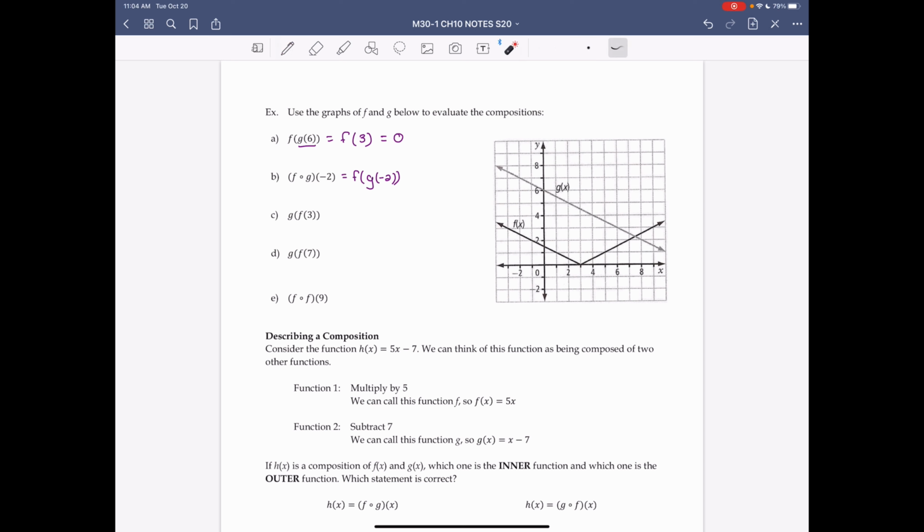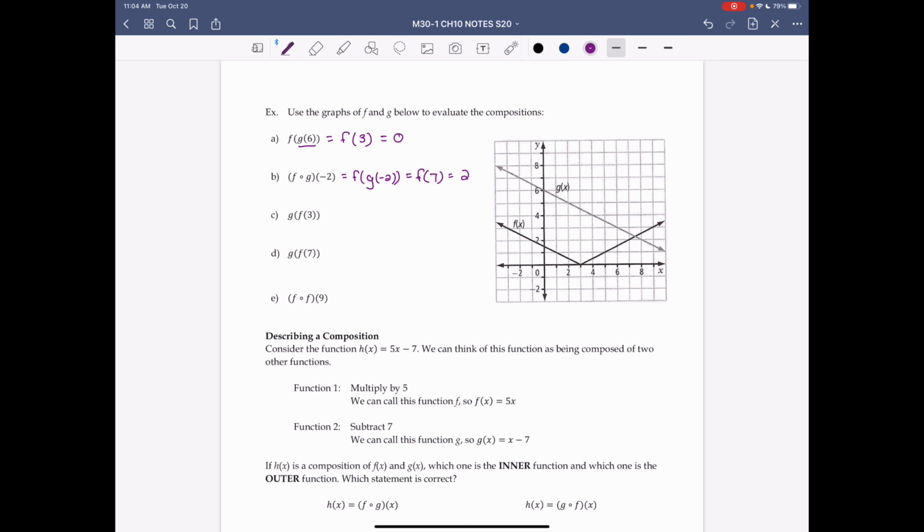Go to negative 2 on the x-axis, go up to your g of x function, and determine the y value, which is 7. This gives us f of 7, because g of negative 2 is 7. And then evaluate f of 7 at x equals 7. Go up to your f of x function and determine your y value, which is 2. So f of 7 equals 2.